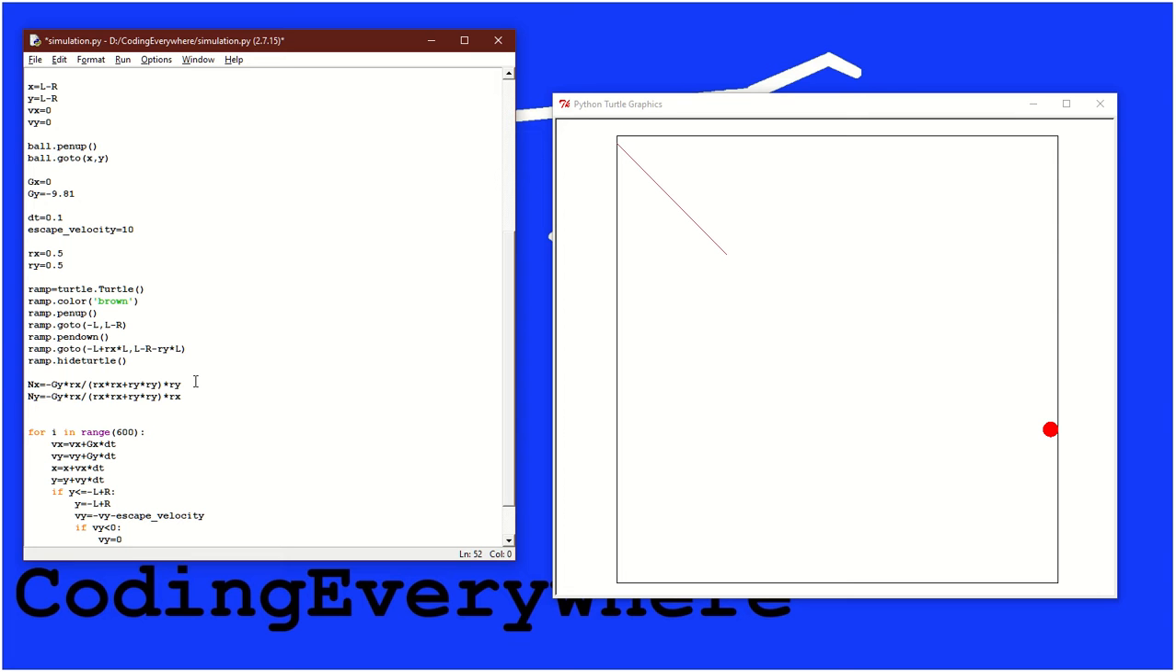Now that we have all the forces that we need, we can integrate the second Newton law. This will apply as long as we are on the ramp. So we are on the ramp while y is larger than the lowest position of the ramp, and that will be L minus R minus Ry times L. As long as this condition is true, I will copy paste here the integration of the second principle.